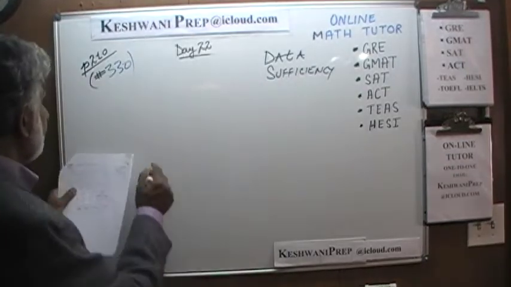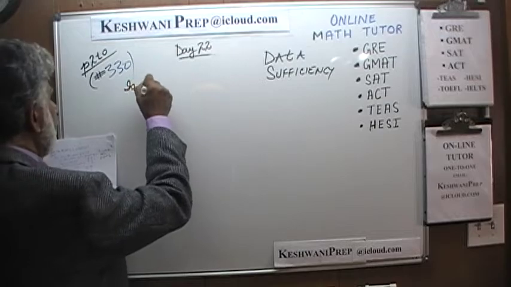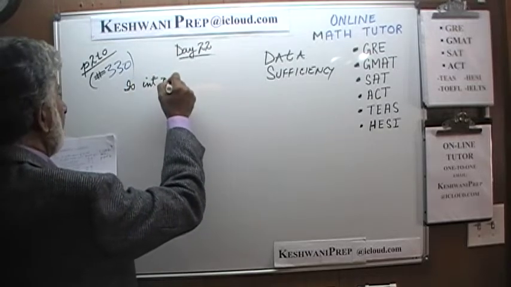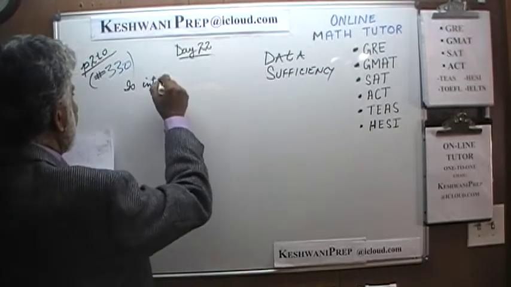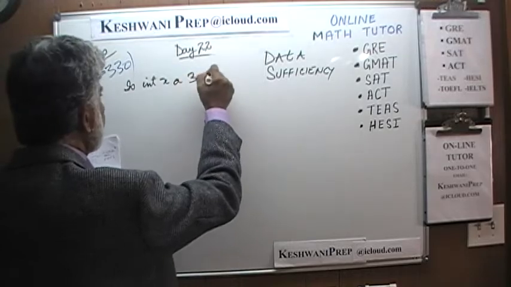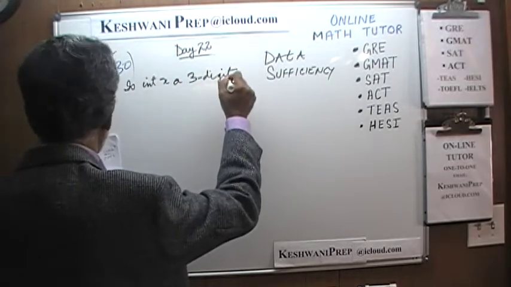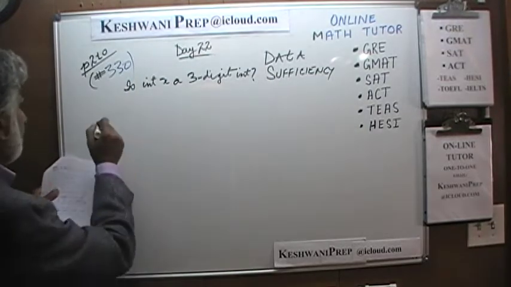330. Is integer x a three digit integer? Let's see what it tells us.